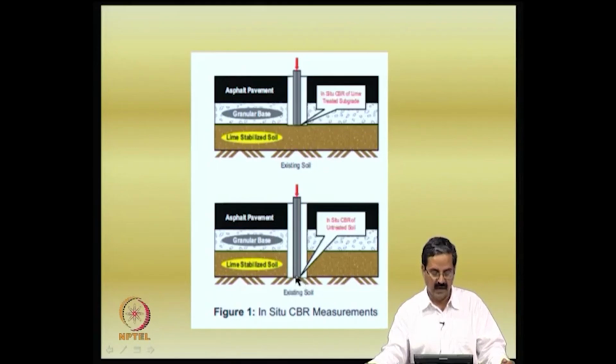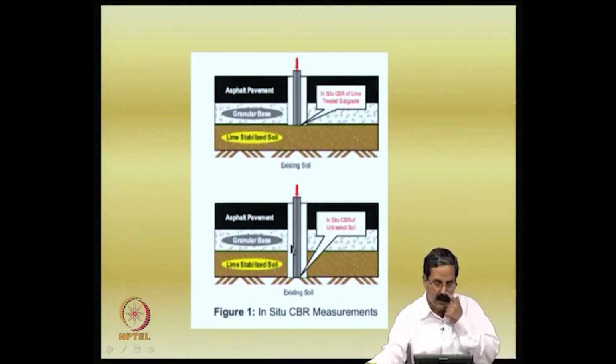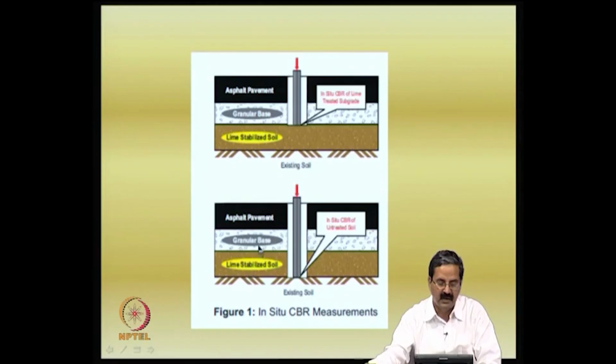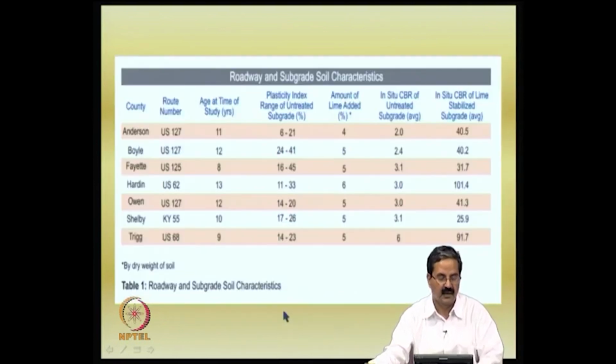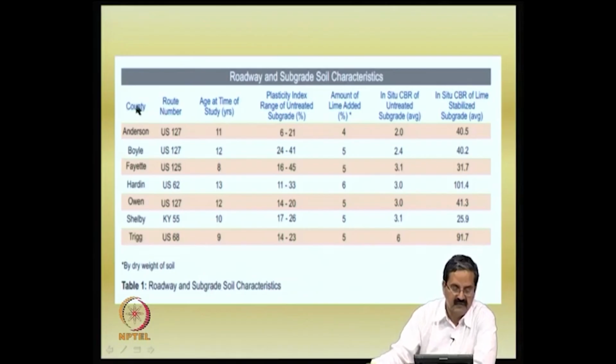So you have these two measurements, and over a period of time for the pavement layer which has a lime treated soil as well as a GSB as well as the asphalt pavement, they are trying to compare what is happening. So they measured the CBR only, and you can see that, for example, these are the different counties in years. Okay, these are all the highways.